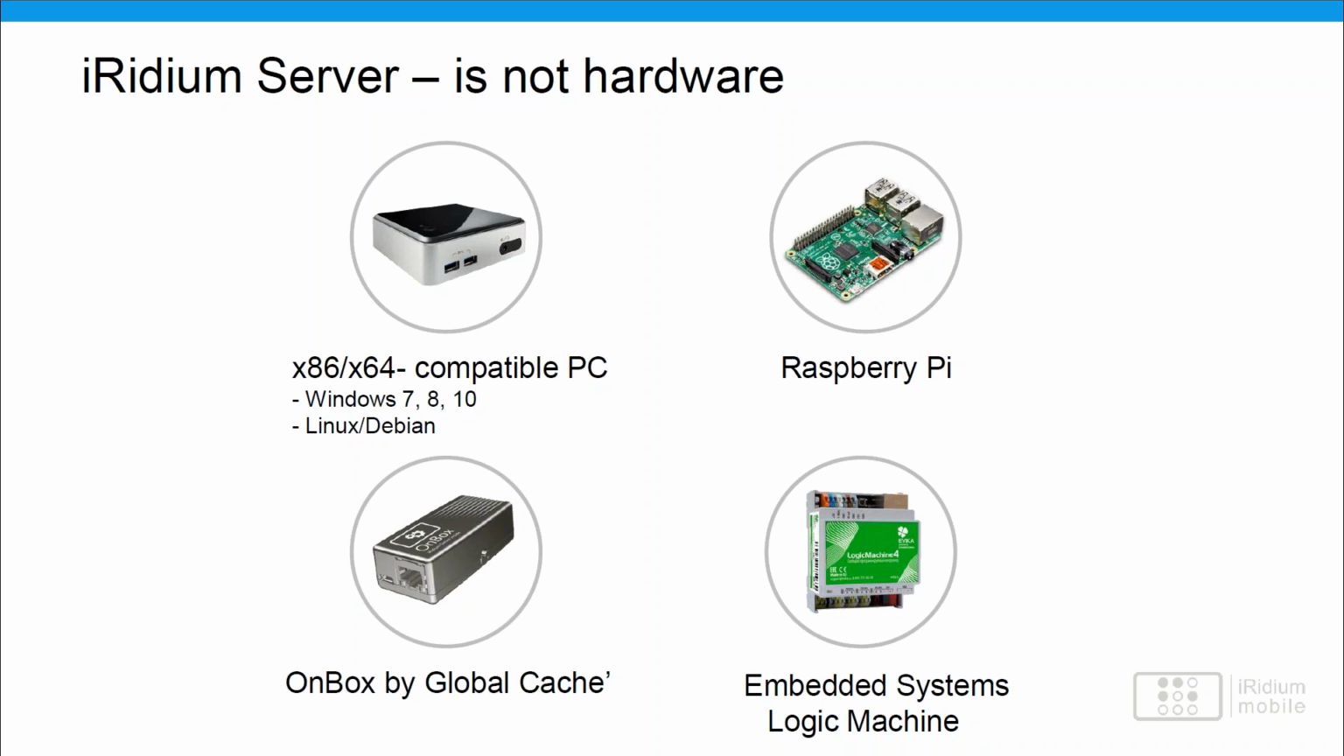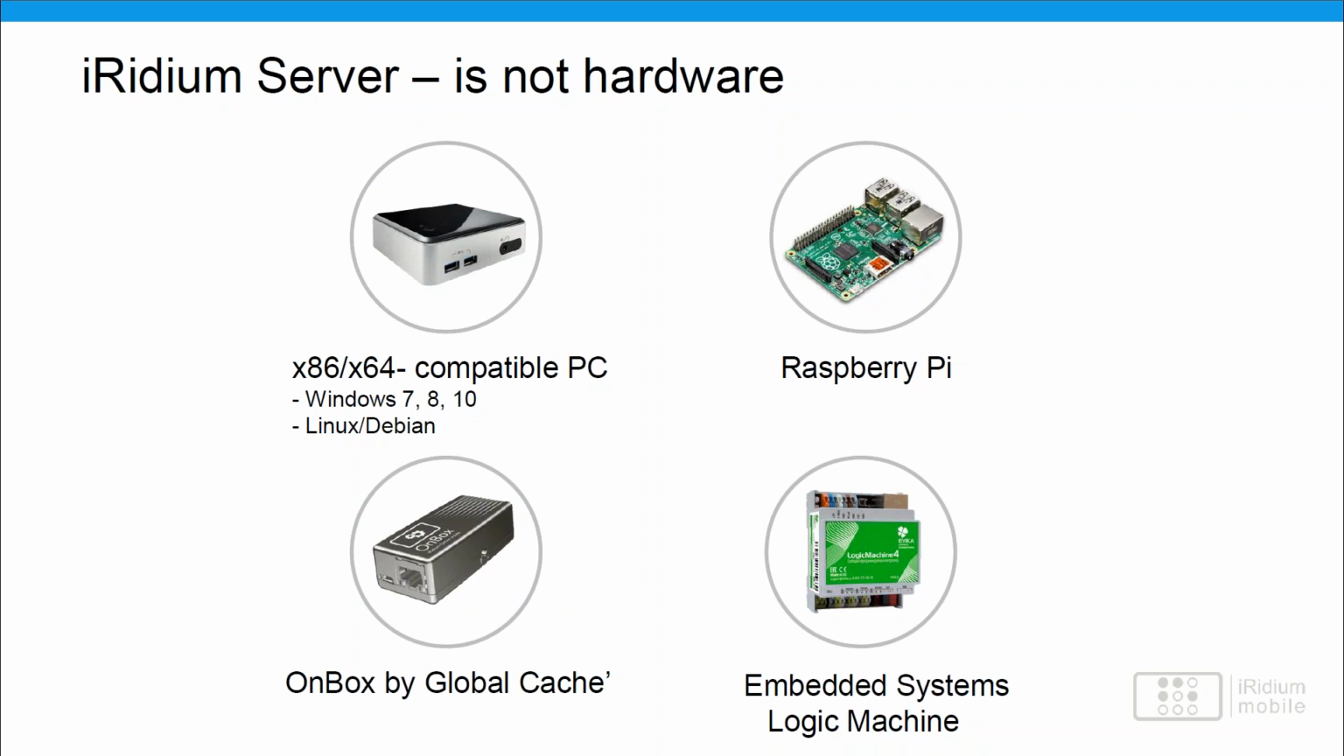The next sample of a hardware platform for iRidium server is a Raspberry Pi. It's a mini PC that can be used for iRidium server also. We also have a special solution. It's a mini server on a box by Global Cache company. It's a small device that can be hidden in any place and can be used in audio-video installations and small installations like not-so-big flats.